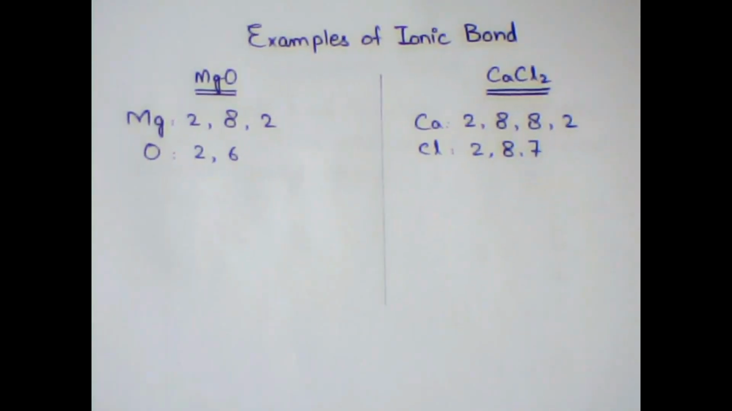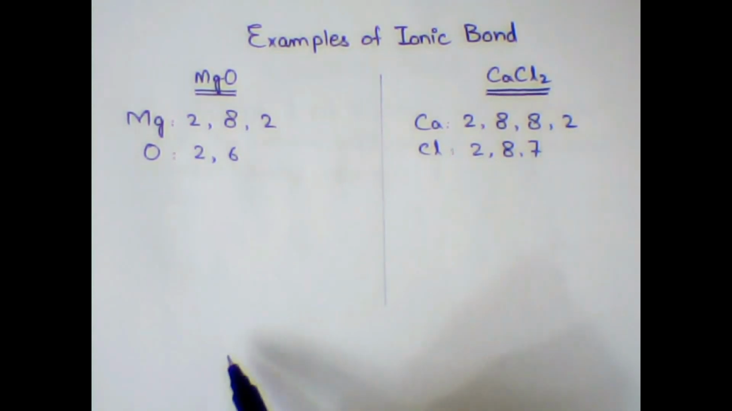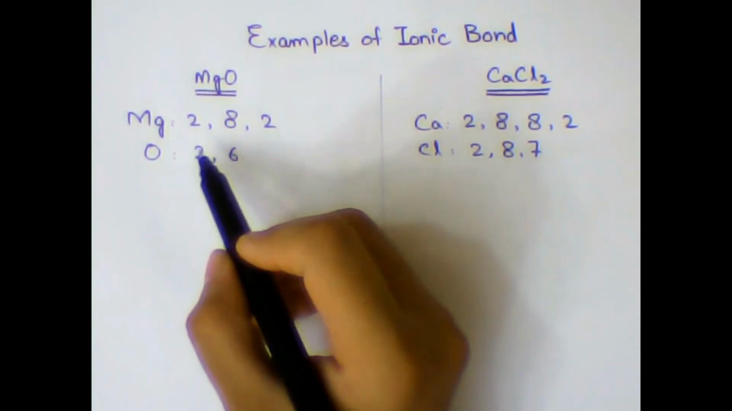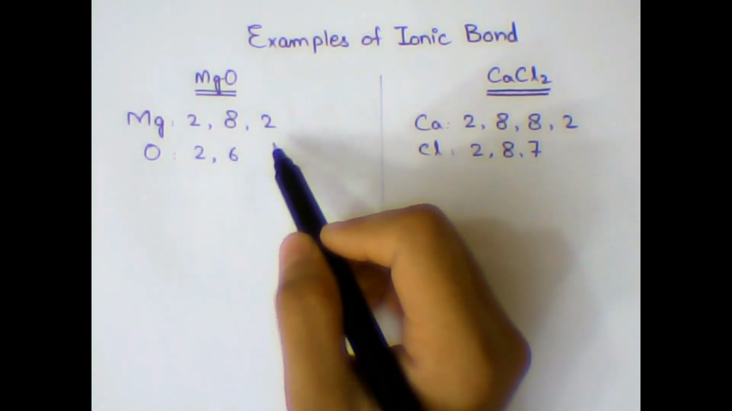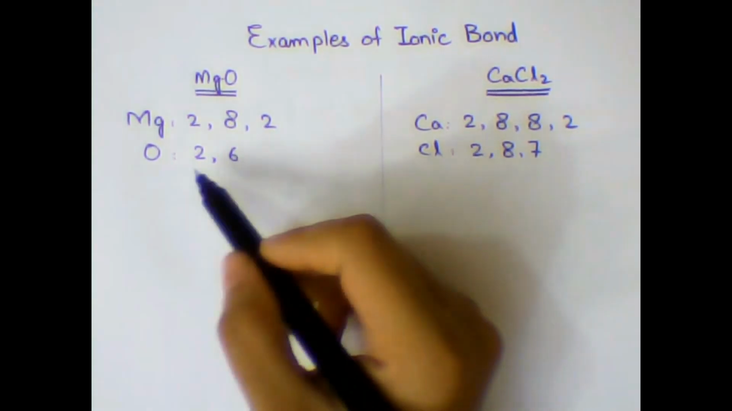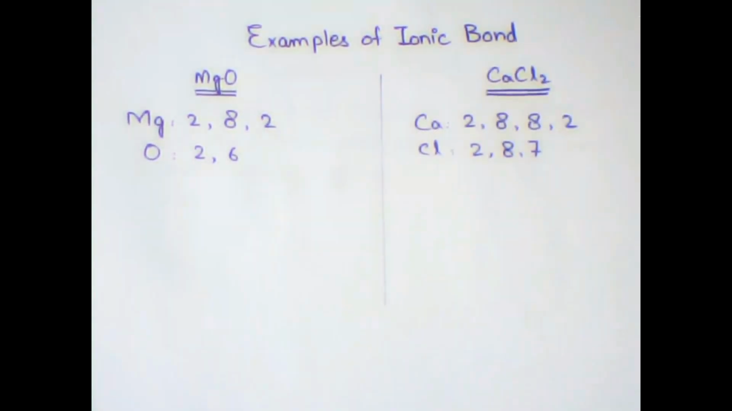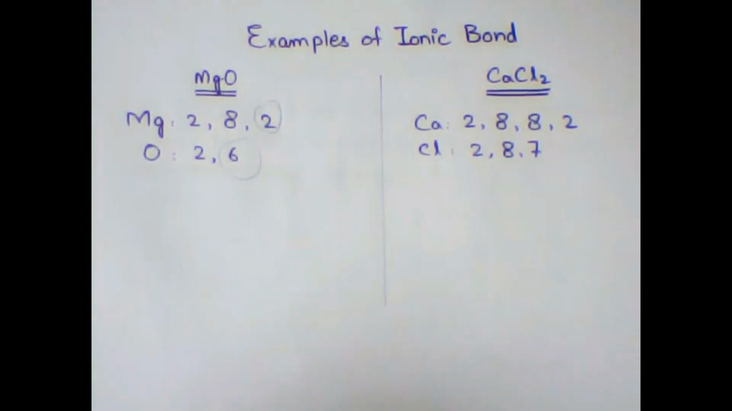Some examples of ionic bond are these. Magnesium oxide first. Electron setting in magnesium is like this: 2 electrons in first orbit, 8 in second orbit, and 2 electrons in third orbit. Electron setting in oxygen is like this. Magnesium has 2 valence electrons and oxygen has 6 valence electrons.